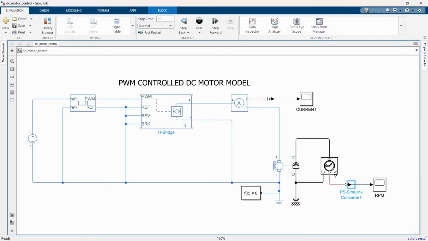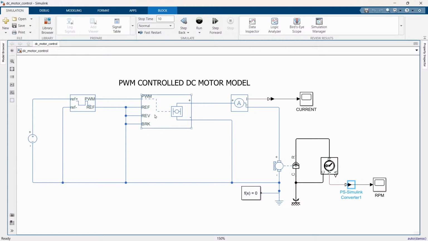Basically, this PS to Simulink converter, PS meaning physical signal, converts physical signals, like a voltage or a current in a real-world system, into signals that Simulink or the simulation can understand. So basically, it bridges the gap between the physical world and the digital world of our simulation.